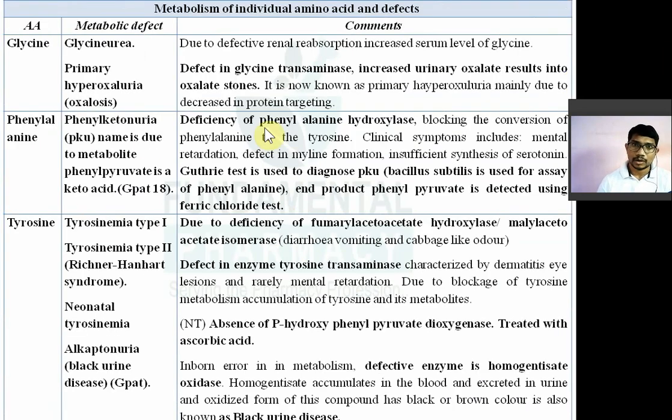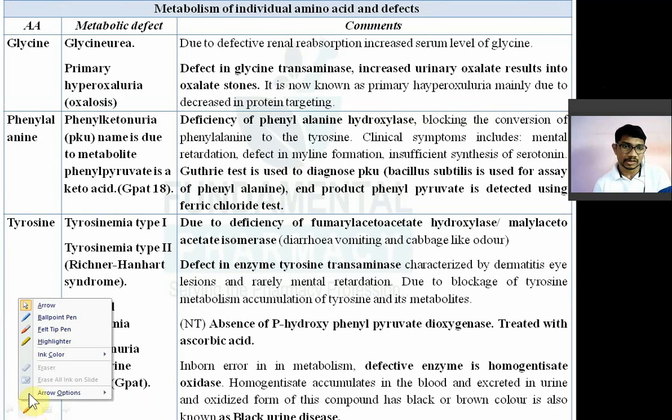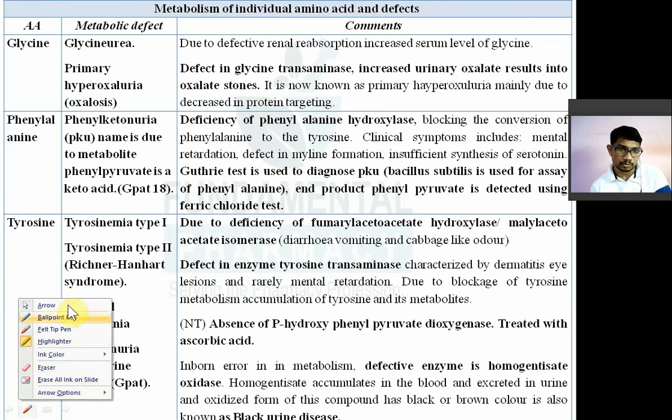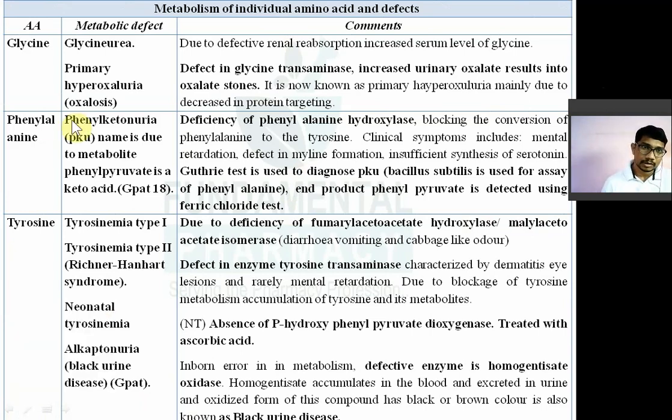Now again, this is very, very important. This chart is very, very important: metabolism of individual amino acids and their defects. I am not going into the detail of metabolism of amino acids. I already told you that each amino acid's metabolism is there, and if you want to study it, you can read it from the book. Important for GPAT: amino acids and their metabolic disorders.